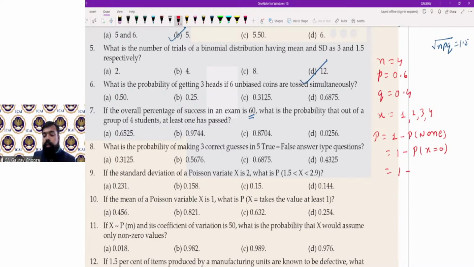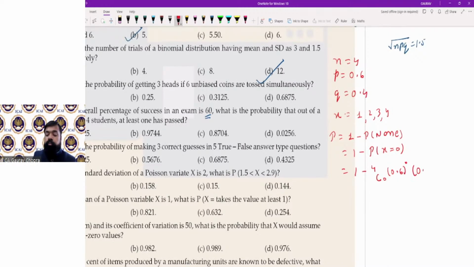So 1 minus 4C0, 0.6 to the power of 0, and 0.4 to the power of 4. So 1 minus 0.4 to the power of 4, you will get 0.9744. So this will be your answer. The 9744, option number B. So in this way, you can easily get your results.